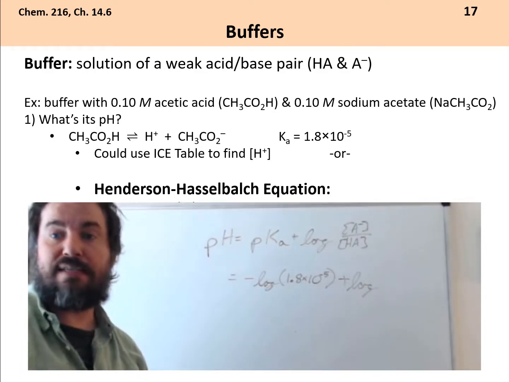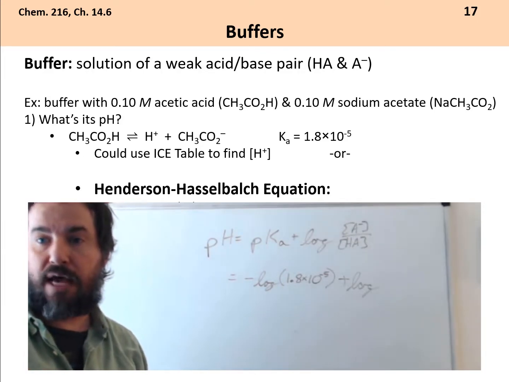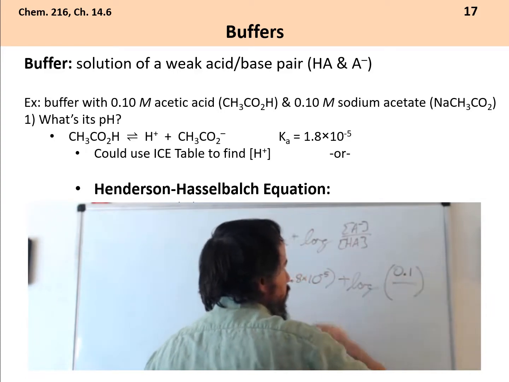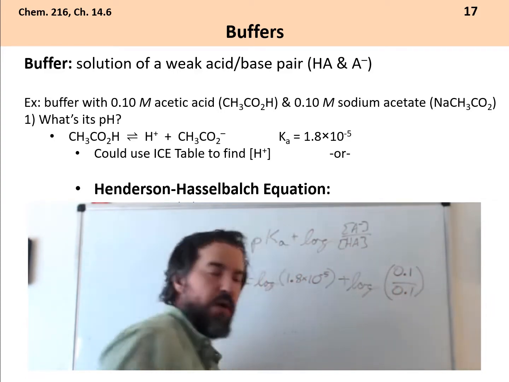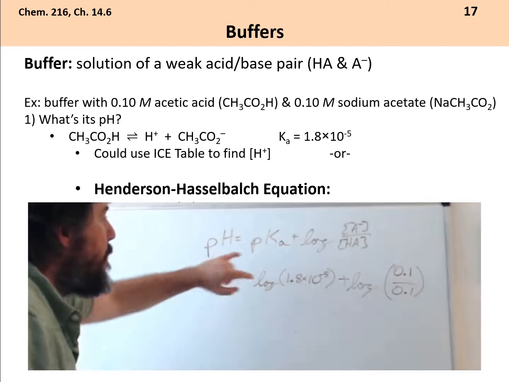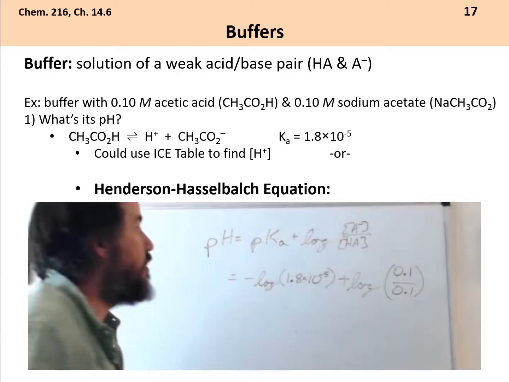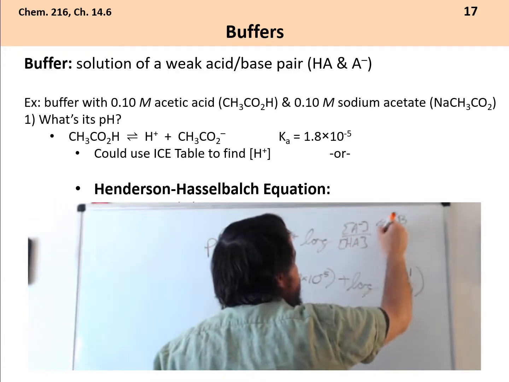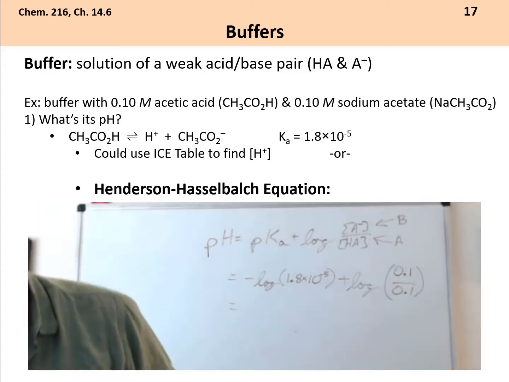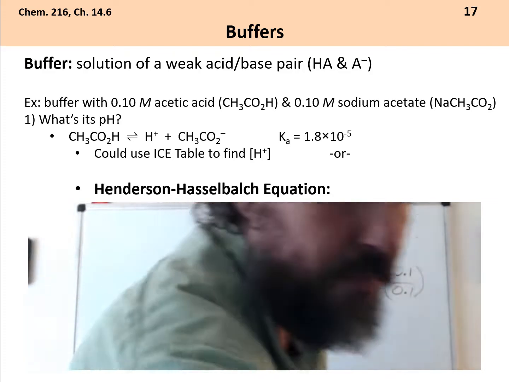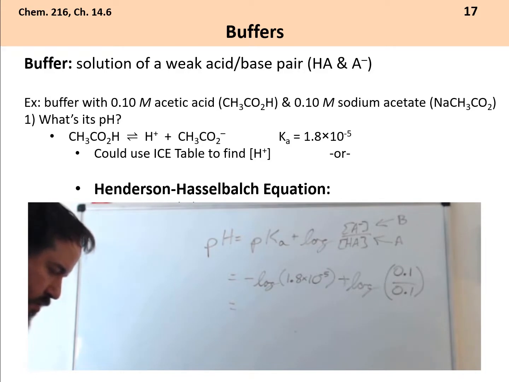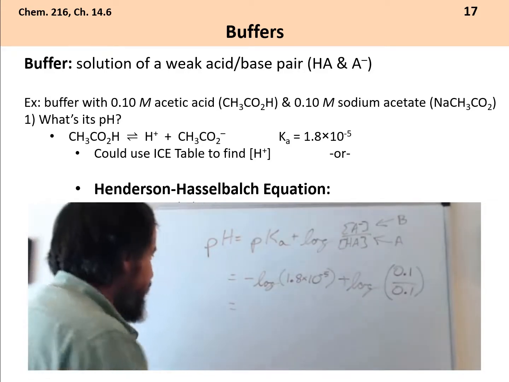So which one's my base? That's the acetate, which is 0.1 molar, over my acid, which is also 0.1. So in this case, it doesn't matter. 0.1 over 0.1 is the same as 0.1 over 0.1. But make sure it's always base over acid, right? Base, acid. All right, so this will be the negative log of 1.8 times 10 to the minus 5, which is going to be 4.74.